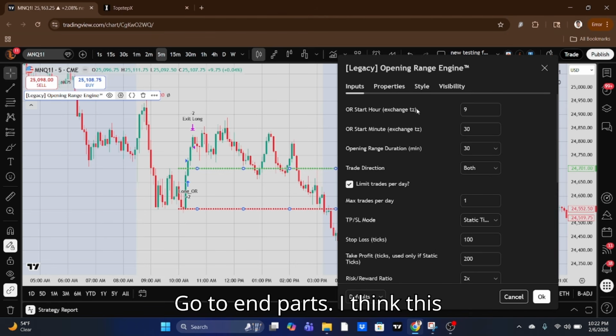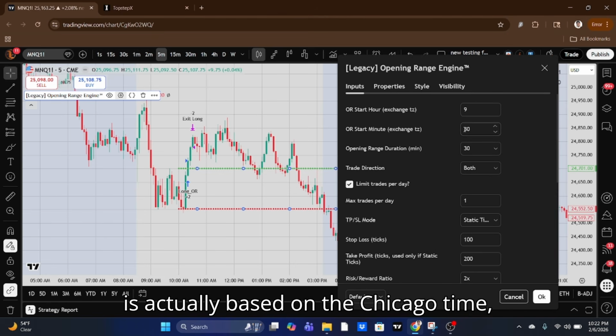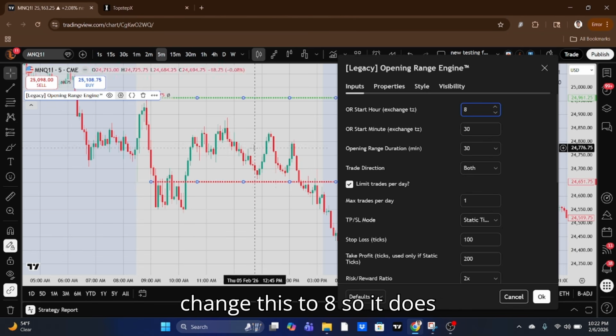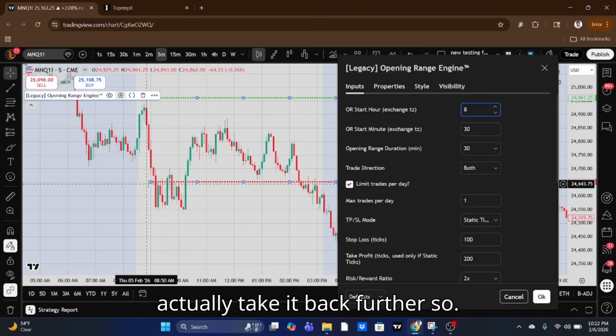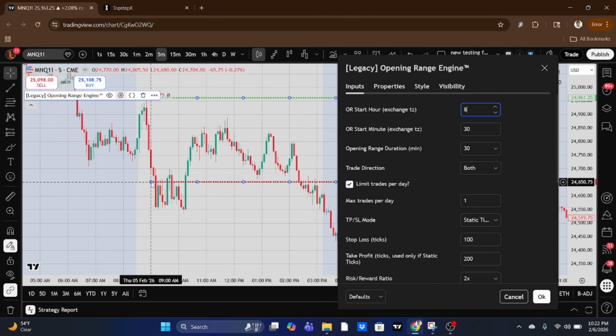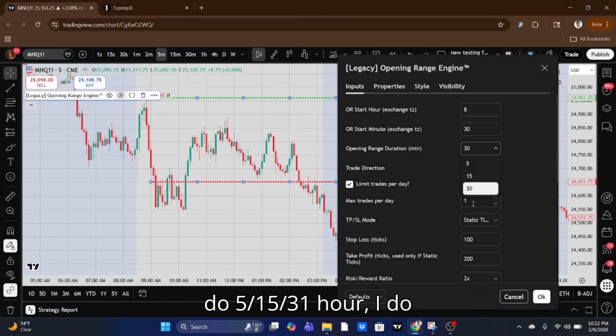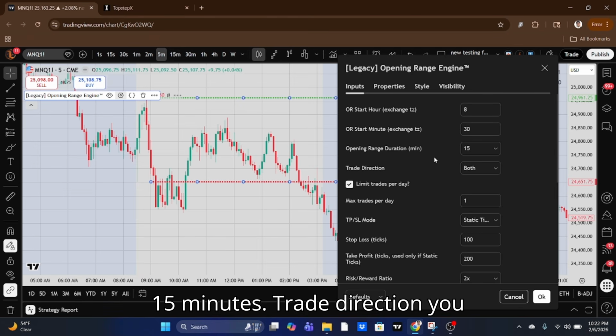Go to inputs. I think this is actually based on the Chicago time. But since I do live in California, I'm based on PST. So I usually change this to 8, so it does actually take it back further. So opening range duration, you can do 5, 15, or 30 minutes, or 1 hour. I do 15 minutes.